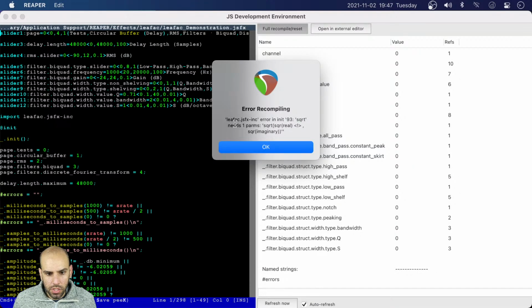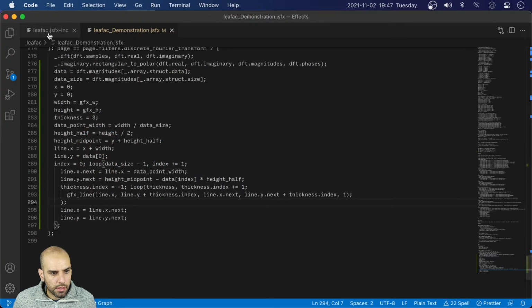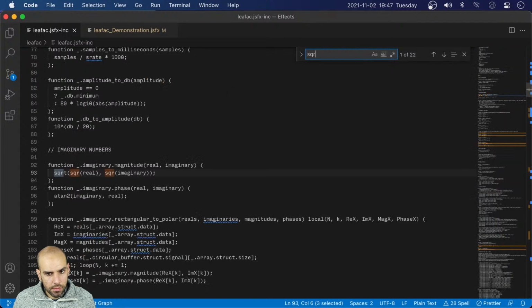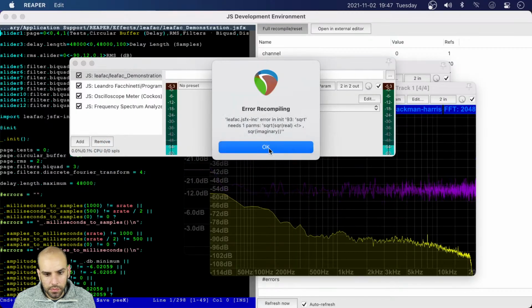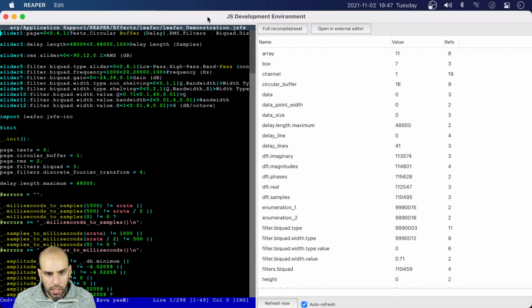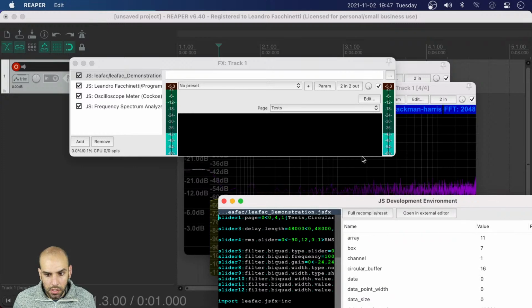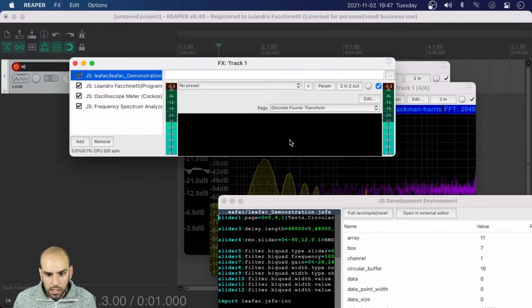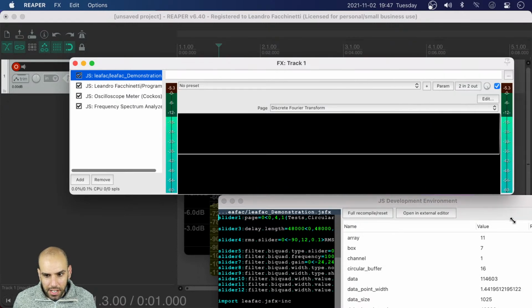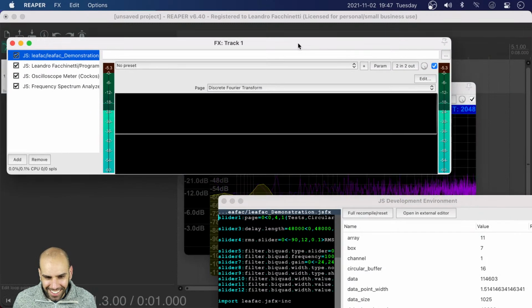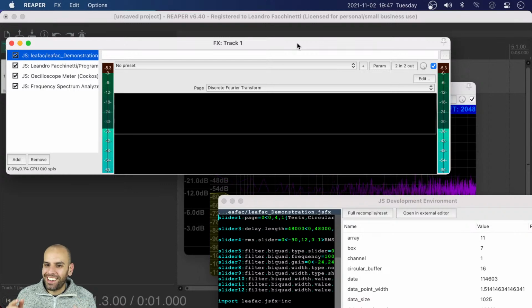Square root needs one parameter. That's not what I meant. I meant to say plus. Okay, at least it compiled. And then discrete Fourier transform. There is a line there, but it is a bunch of zeros. Alrighty.